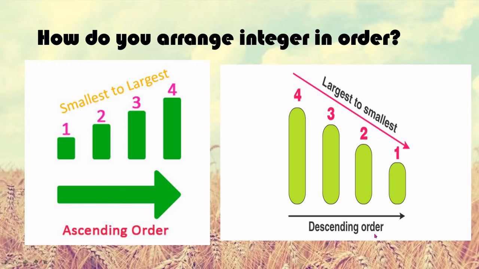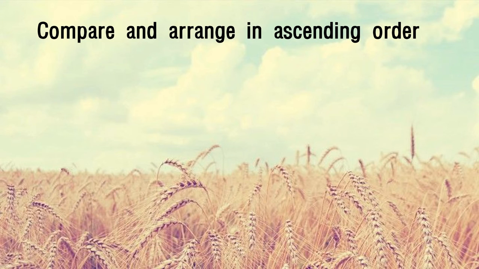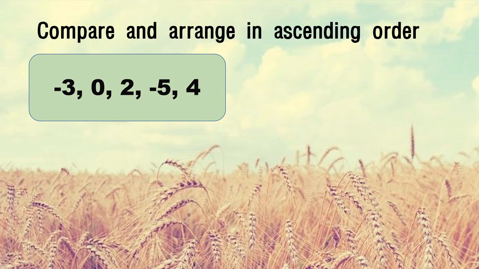Okay, so these two actually you have learned in your primary school. So now we use it on our integers. Okay, let us look at our question. Compare and arrange in ascending order. The first question: I got negative 3, 0, 2, negative 5, and 4.